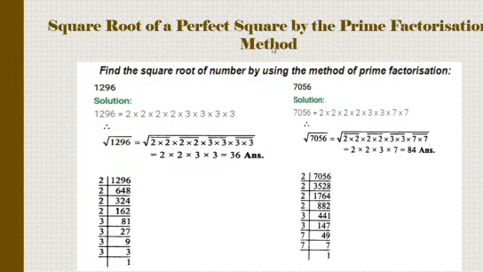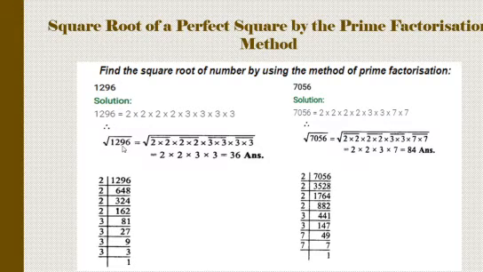Square root of a perfect square by the prime factorization method. There are two methods to find out the square root of a perfect square. One is prime factorization, second one is long division method. Now here we are finding out the square root of 1296. So for this, first we have to find out the prime factors of 1296.